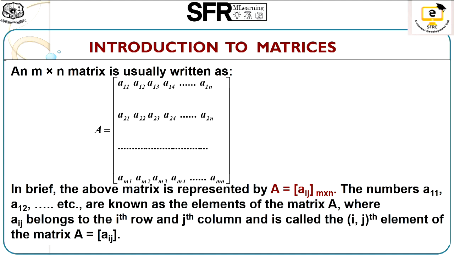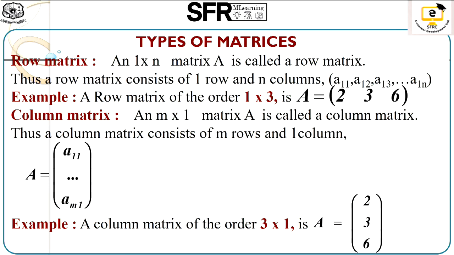The above matrix is represented as A equal to [aij] of order m cross n. The numbers A11, A12, etc. are known as the elements of the matrix A, where i represents the row and j represents the column, and aij is called the ij-th element of the matrix A.